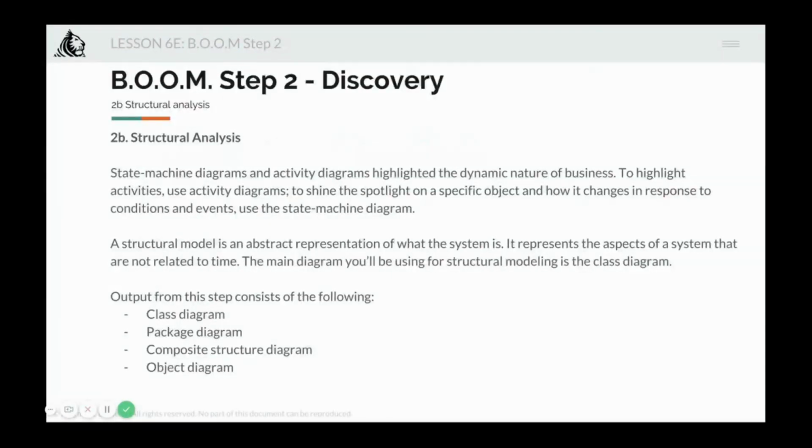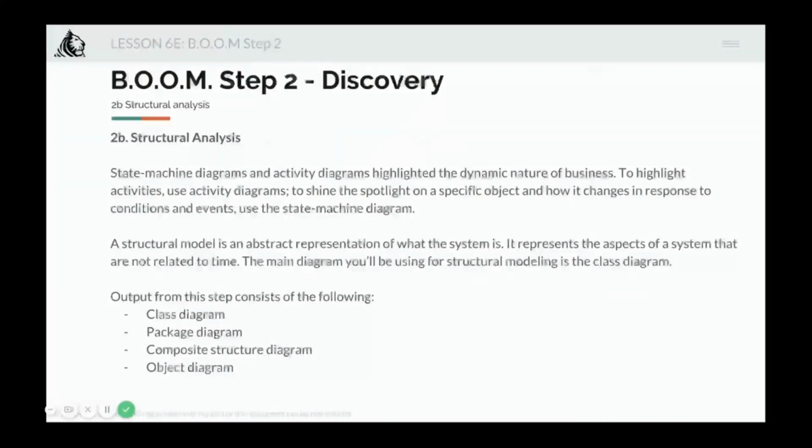If you want to highlight activities, use activity diagrams. If you want to shine the spotlight on a specific object and how it changes in response to conditions and events, use the state machine diagram. The state machine diagram helped you initiate thinking about the dynamic nature of business objects. Objects are the fundamental atoms that make up a business system. So in this topic, you will learn how to analyze the static structural nature of business objects, the rules that apply irrespective of time.